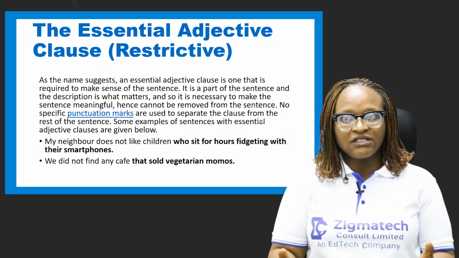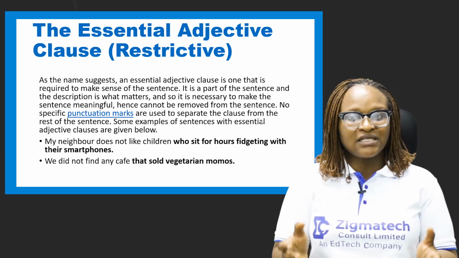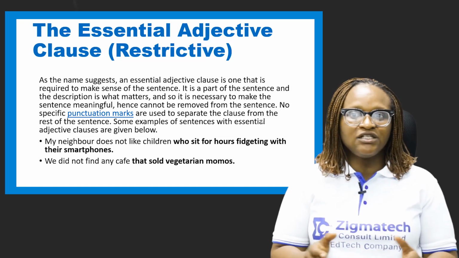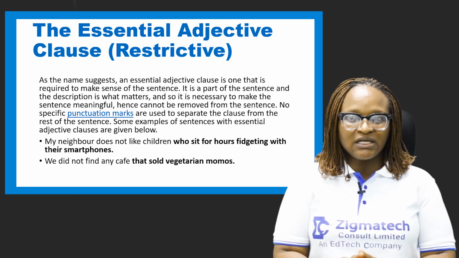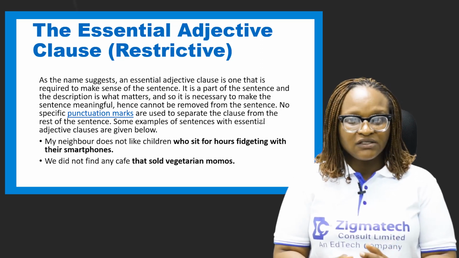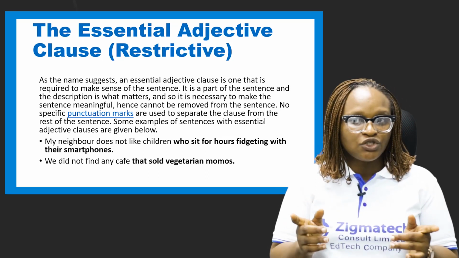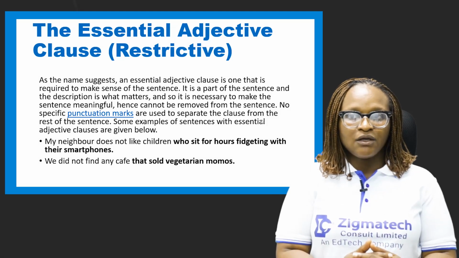Now let's look at the essential adjectival clause, which is also called restrictive. As the name suggests, an essential adjective clause is one that is required to make sense of the sentence. It is a part of the sentence, and the description is what matters, and so it is necessary to make the sentence meaningful. Hence, it cannot be removed from the sentence. No specific punctuation marks are used to separate the clause from the rest of the sentence.